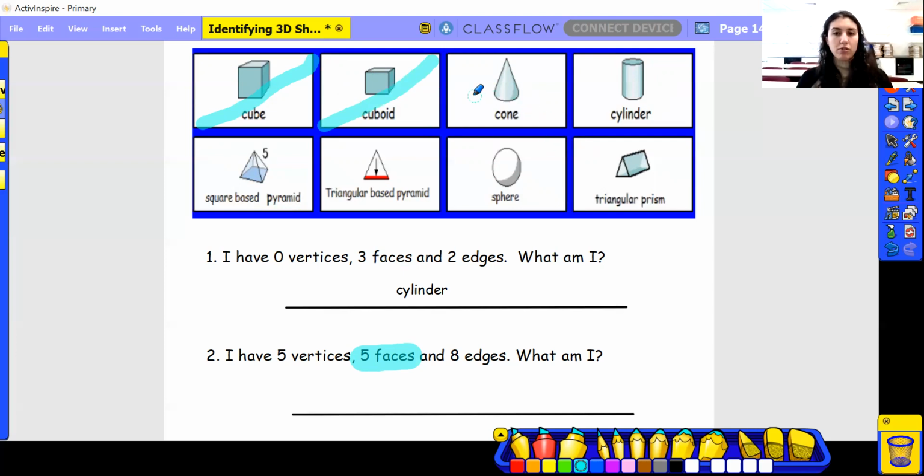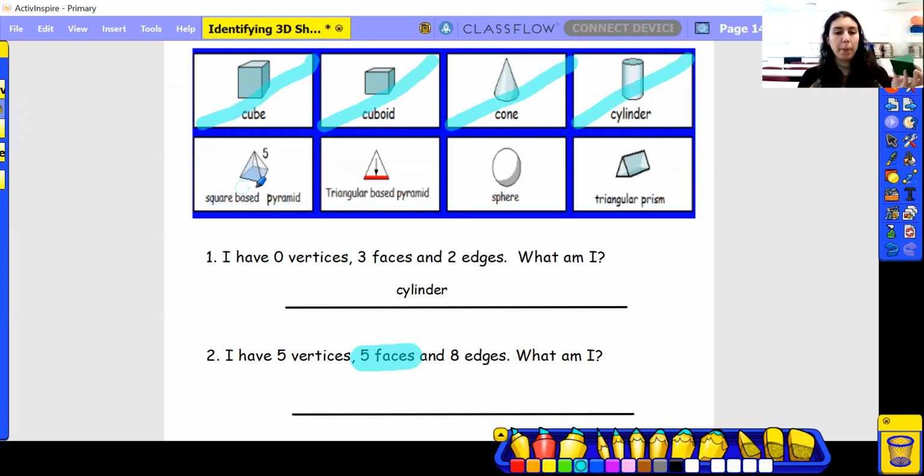The cone, I know, just has one face on the bottom and one curved face around the side. So that's not that one. We've just calculated that the cylinder has got 3 faces, so it's not this one. The square-based pyramid has got the square base on the bottom, and then 1, 2, 3, 4 triangles around the side, which altogether is 5 faces.